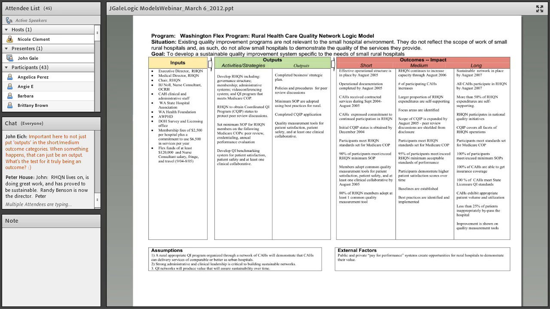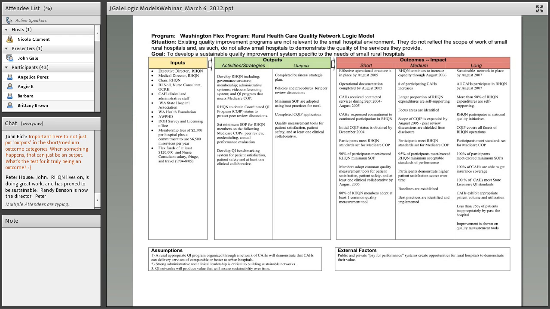But as you moved along, one of the short-term outcomes is that they wanted the hospitals to commit to continued participation in the network. That's an outcome. It's a change in knowledge and status and a commitment towards moving forward. They obtained their initial CQIP status by December of 2004. And so here you start seeing some things that are more measurable outcomes. They wanted 90% of the participants to meet or exceed the RHQ defined minimum standards of participation. They wanted members to adopt the quality measurement tools, so that's a change in behavior, adopting those tools, and that at least 80% within the short term, which would be 1 to 2 years, would have adopted at least one common clinical quality measurement tool.